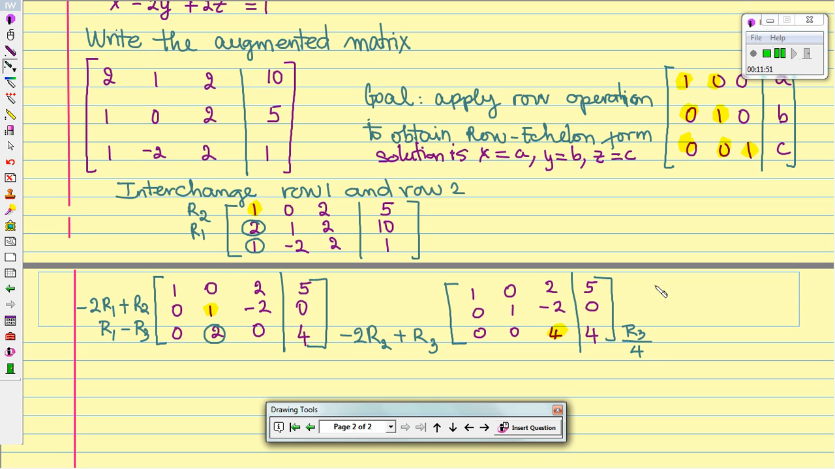So row 3 divided by 4 will be the new row 3, and the rest, row 1 and row 2, will stay the same. So we copy it down now. Let's start with row 3 first. 0 divided by 4 is 0. 0 divided by 4 is 0. 4 divided by 4 is 1. And 4 divided by 4 is 1. And copy the rest. So copy row 2: 0, 1, negative 2, 0, and row 1: 1, 0, 2, 5.